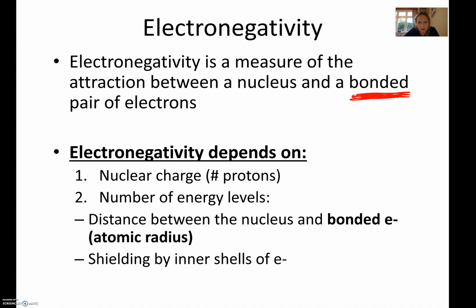Just like all the other periodic trends, atomic radii and ionization energy, the two things you must discuss every time are nuclear charge and the number of energy levels, remembering that number of energy levels has two subcategories, the distance, which is really the atomic radius, and shielding by inner shell electrons.